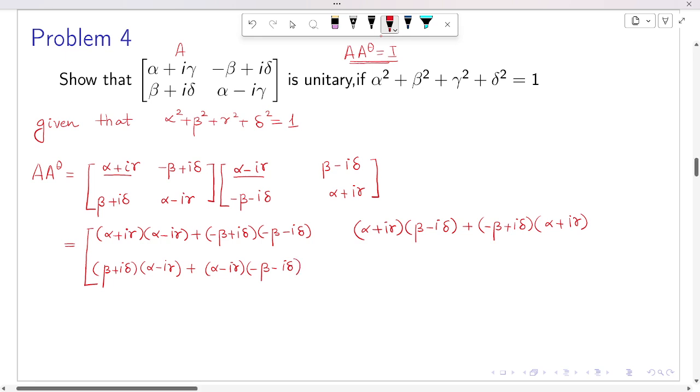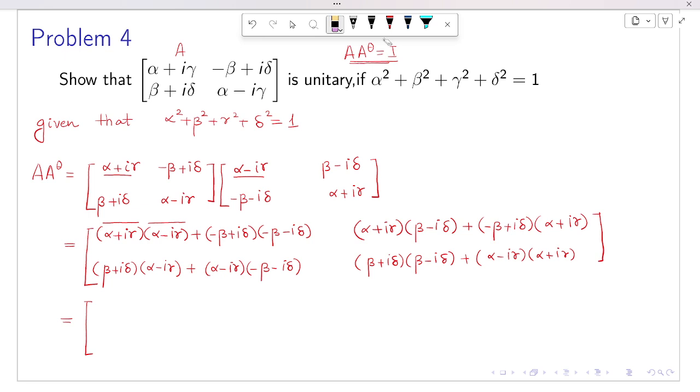minus iota delta. Then we have beta plus iota delta into beta minus iota delta, plus alpha minus iota gamma and alpha plus iota gamma. Now let us multiply all these complex numbers. Now this is alpha plus iota gamma into alpha minus iota gamma. So these are the product of two complex numbers.